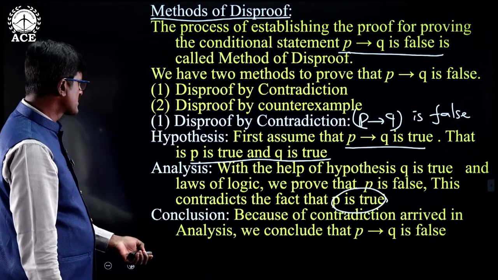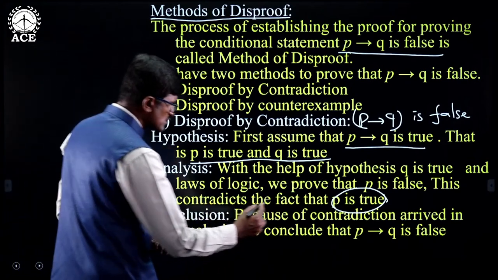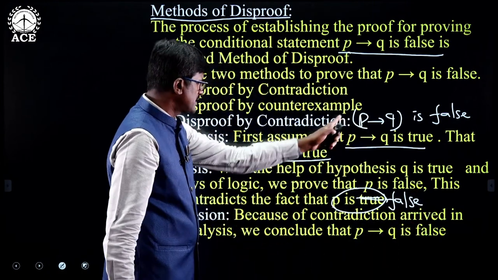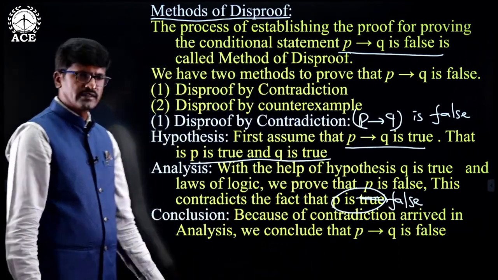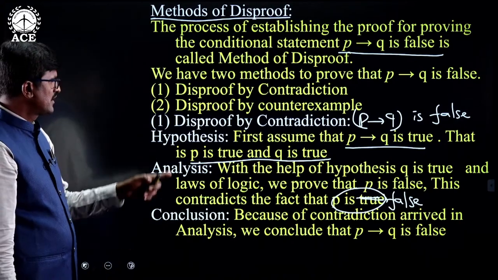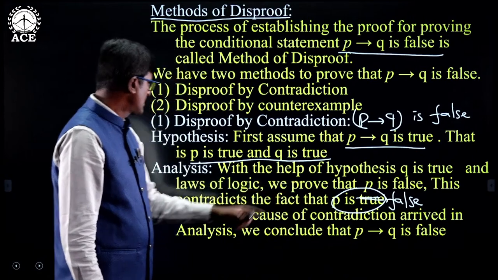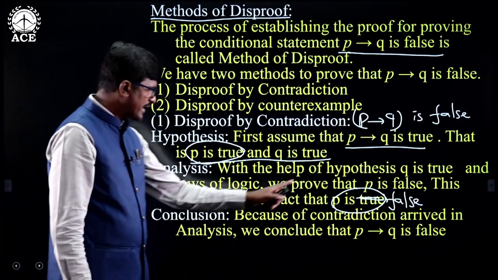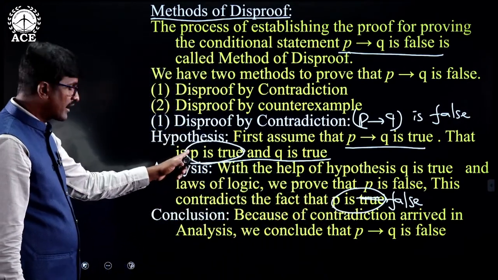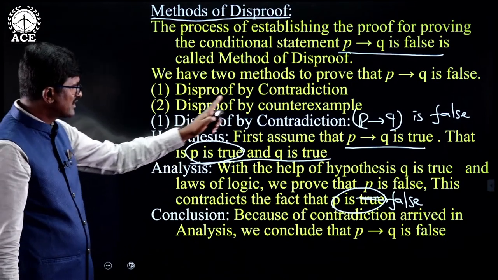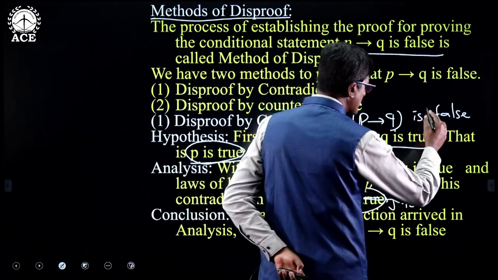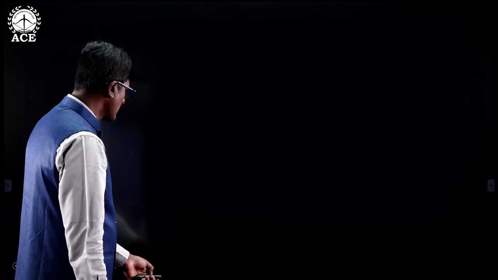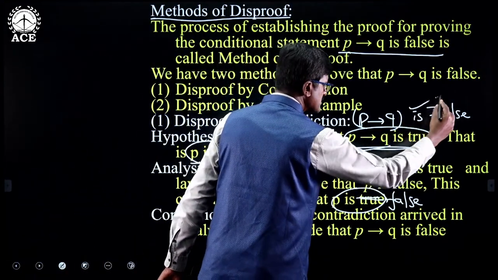We prove that P is false. With the help of the hypothesis and laws of logic, we prove that P is false. So this P is false is a contradiction to the hypothesis. We are getting P is false because of the wrong assumption made. What is the wrong assumption? P conditional Q is true is the wrong assumption. So then what is the correct assumption? P conditional Q is false is the correct assumption.